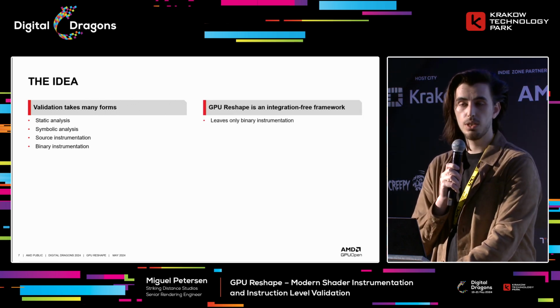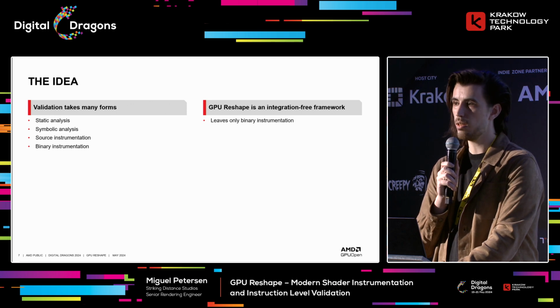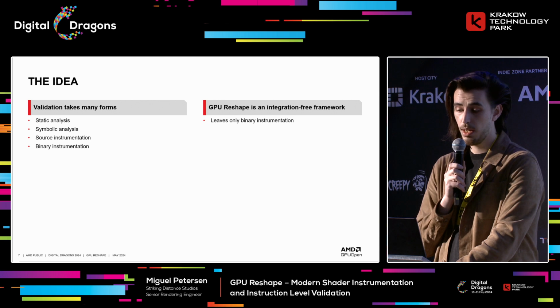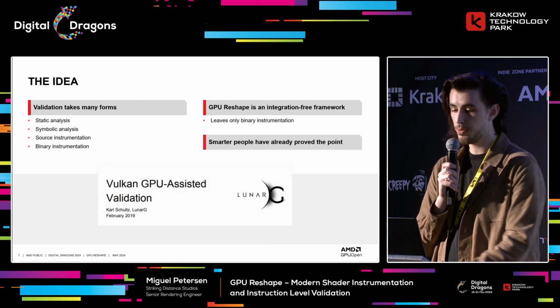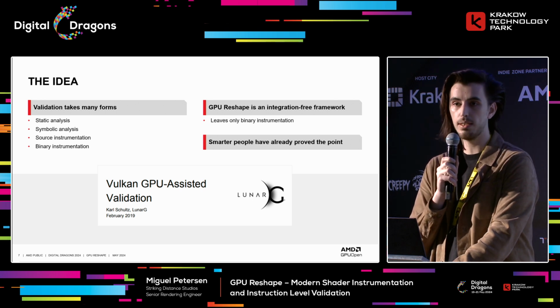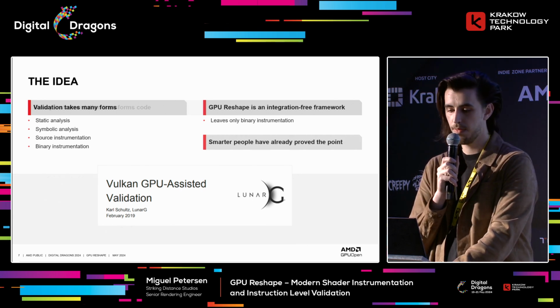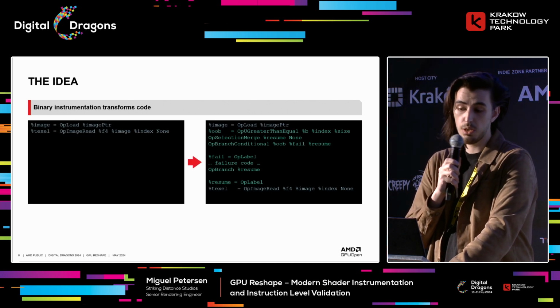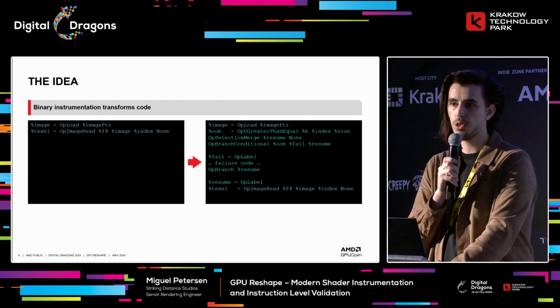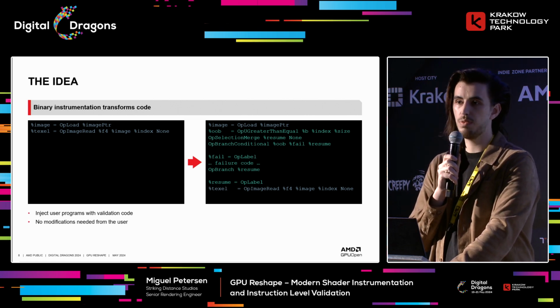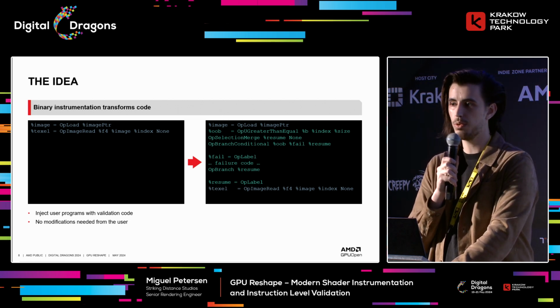Now, GPU Reshape being an integration-free framework really doesn't leave me with a lot of wiggle room. If all I see is binary, I have to perform binary instrumentation. Luckily for me, people much smarter than myself have already proved the point. GPU Reshape actually started from the paper Vulkan GPU-assisted validation by Karl Schultz from LunarG. The whole idea is to take the left-hand side code, in this case some SPIR-V, and inject it with validation so that it looks like the right-hand side. In this case, we're validating the coordinates of an image load instruction. And we want all of this to happen without any user intervention whatsoever, user being your application.